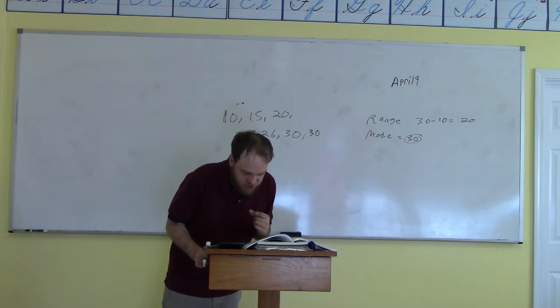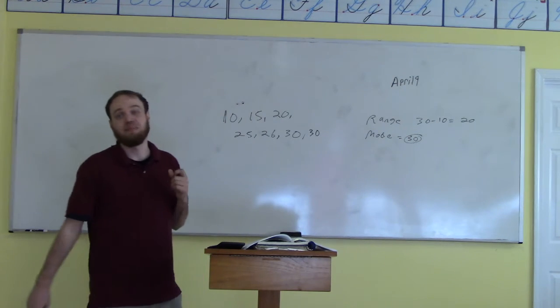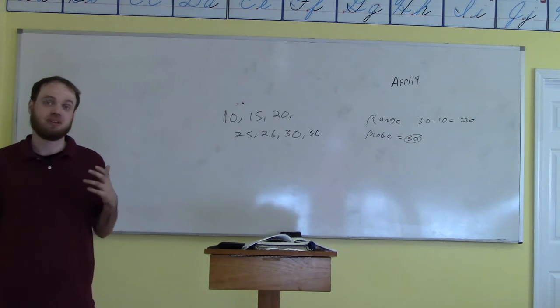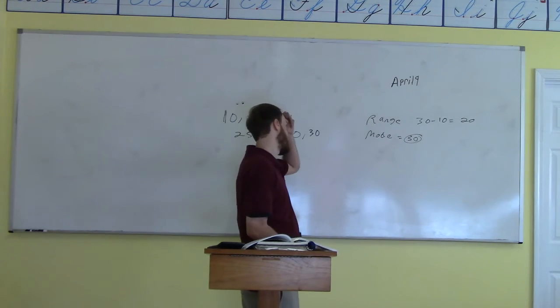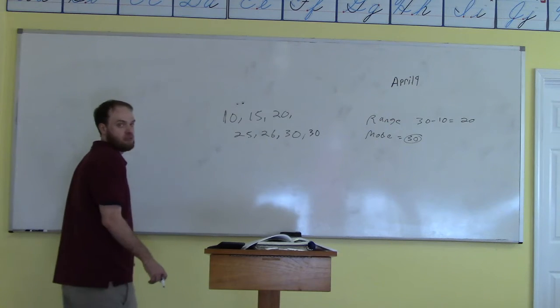So which measure of center is resistant? The median is going to be resistant because the median is not going to change depending on outliers. To find the median, you just do the middle number.